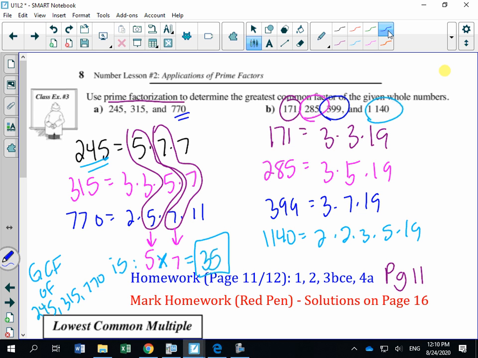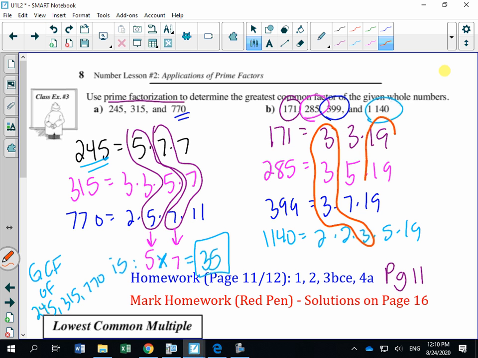Okay, we got to circle what's common to each. So let's see. I've got a 3, a 3, a 3, and a 3. I could circle that. It's got to be common to each number. Now, 3, nope. 5, I got 5 and 5 here, but I need a 5 here, so I can't circle 5. Do you guys see any other number that I could circle?